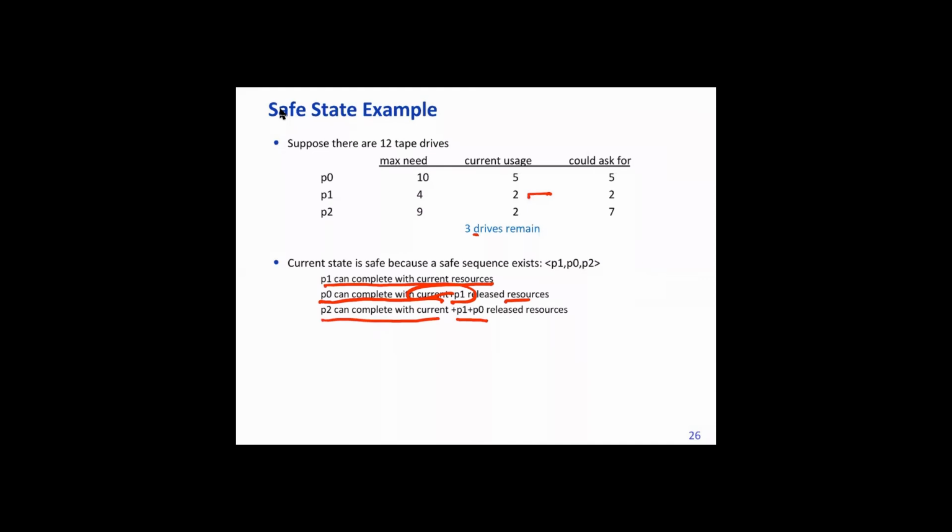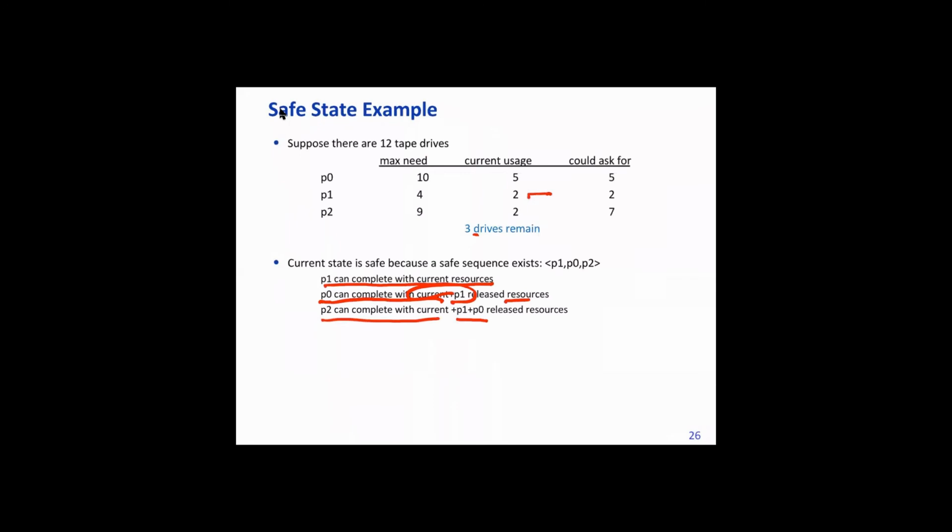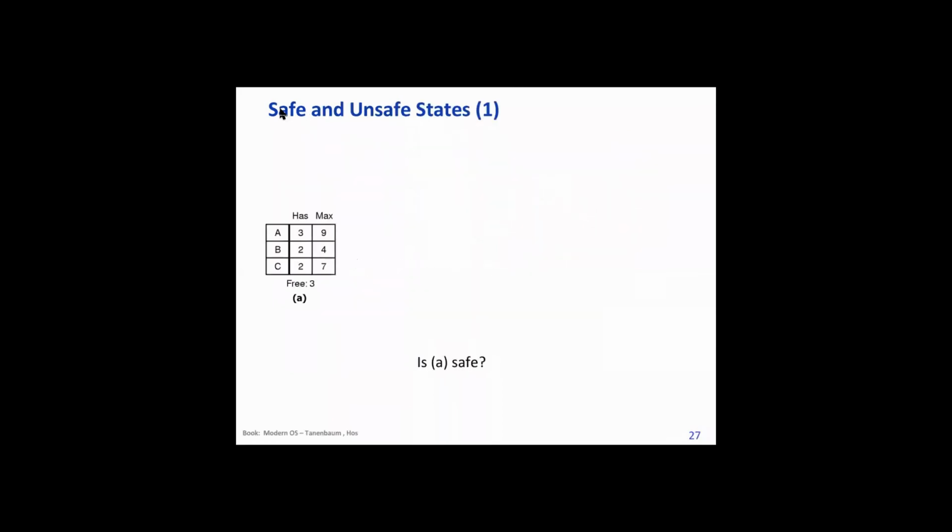All right. So let's take another example, and you tell me whether this is a safe state or not. Now here I have taken out this one, because from this you can make out what it could ask for. So processes A, B, C: A has 3 resources, B has 2, and C has 2, and 3 are free. So the total number of resources is 10. You tell me, is this safe or not safe?